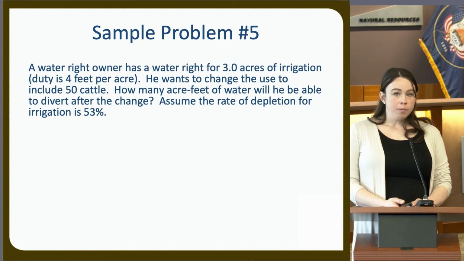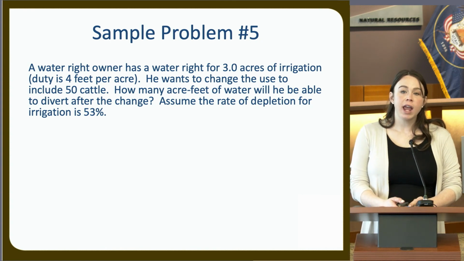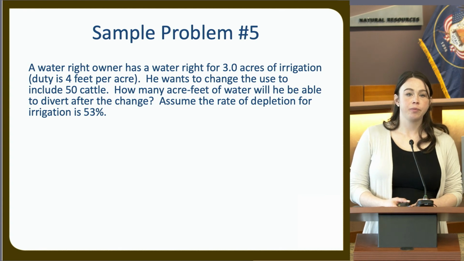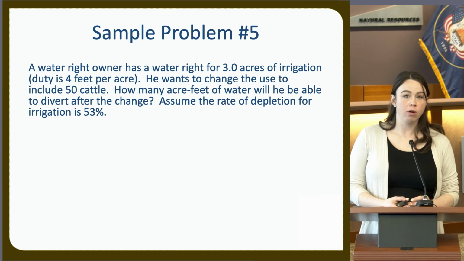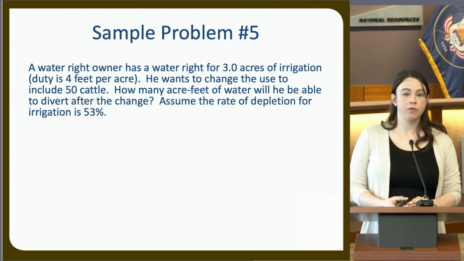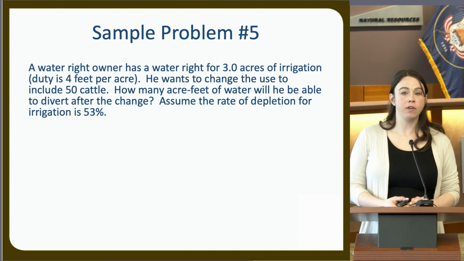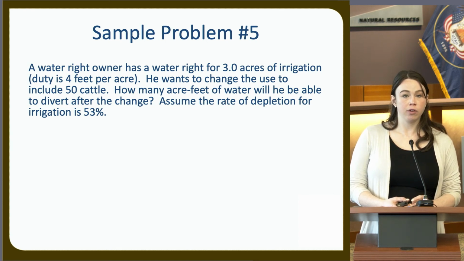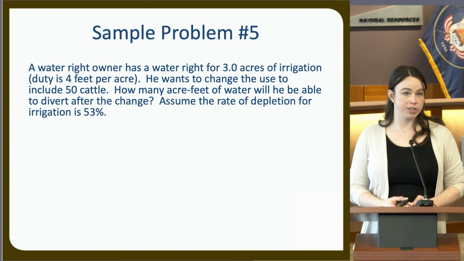A water right owner has a water right for 3 acres of irrigation. Again, we're going with the duty value of 4. He wants to change the use to include 50 cattle. How many acre feet of water will he be able to divert after the change? Assume the rate of depletion for irrigation is 53%.